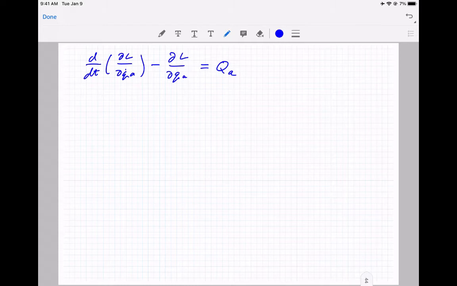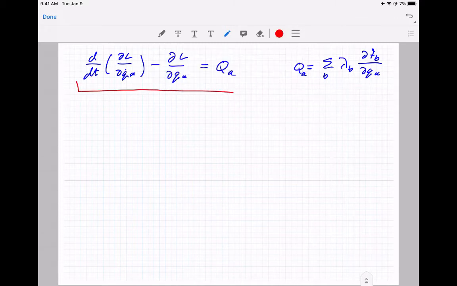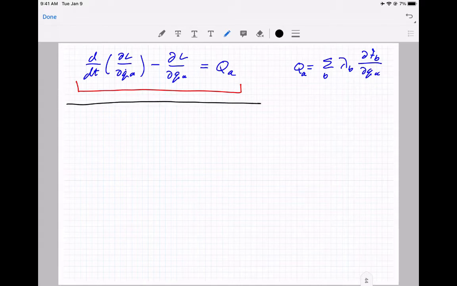And so this is the part where the Lagrange multiplier comes in. That's the sum over b of lambda_b df_b/dq_a. This is the way of thinking about how the equations of constraint come in: they introduce generalized forces that go along with our generalized coordinates. Okay, so having said that, let me now move to examples.